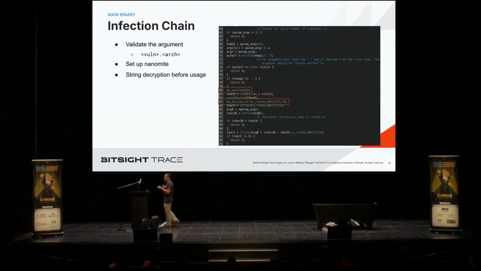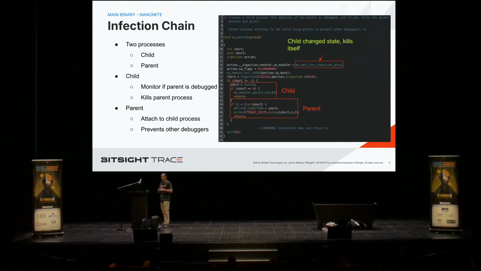Especially the nanomite stuff. The nanomite is basically a feature that tries to prevent people from running a debugger on the process. Generically, how it works is you have two processes, a child and a parent, and you can use the child to monitor if the parent is being debugged and have the parent attached to the child so no one can debug the child.